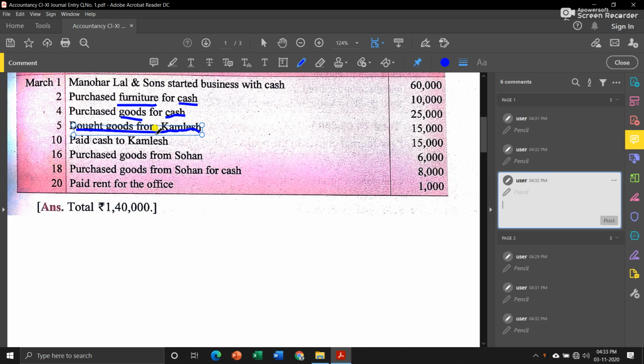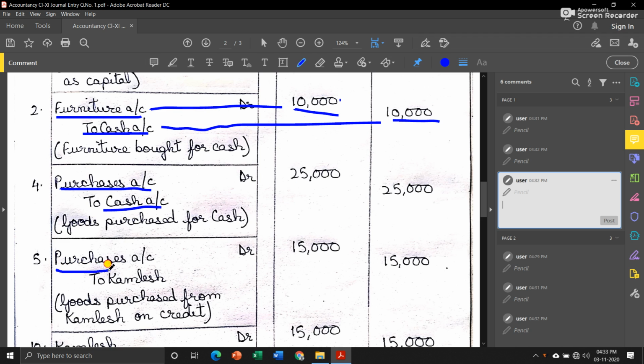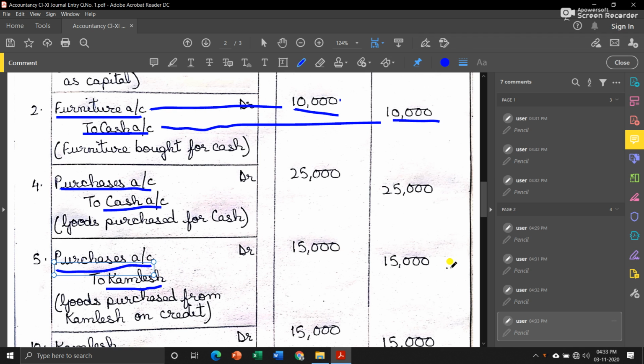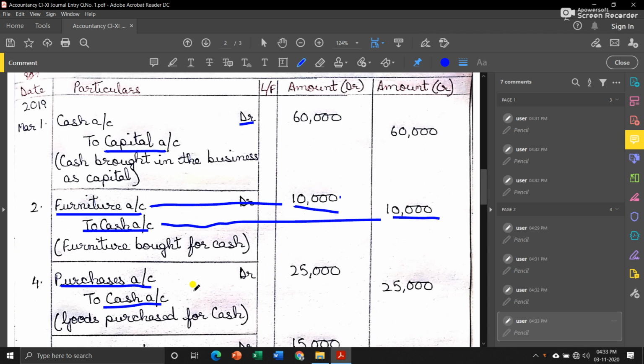So two types of accounts involved in this transaction are purchases account and Kamlesh's account. Purchases account will be debited, and since Kamlesh account is a personal account, he is the giver. While purchasing goods from him, he is giving us those goods, that means credit the giver, so we credited Kamlesh's account 15,000 in both the columns. And in narration I have written goods purchased from Kamlesh on credit. In the question on credit is not given, but as per your convenience you can write in your narration that goods were purchased from him on credit.